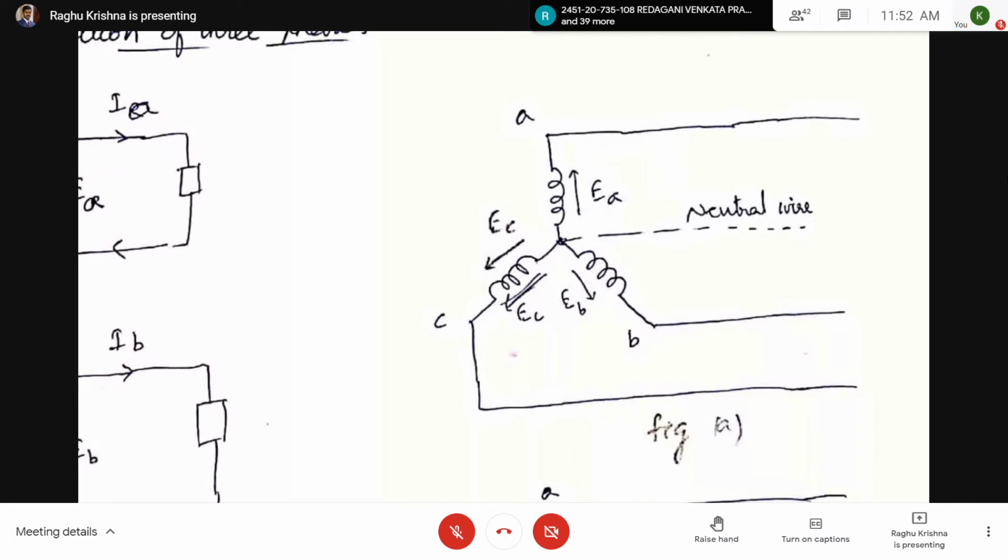Now coming to line voltage, what is meant by line voltage? The voltage between the lines A and B is the line voltage. That means phase to phase voltage is the line voltage, and phase to neutral voltage is the phase voltage. The voltage between any two phases is called the line voltage. You can see here, EA is the voltage between the line A and the neutral. Here, the voltage between the points A and B. Can you see the A, B, C points?